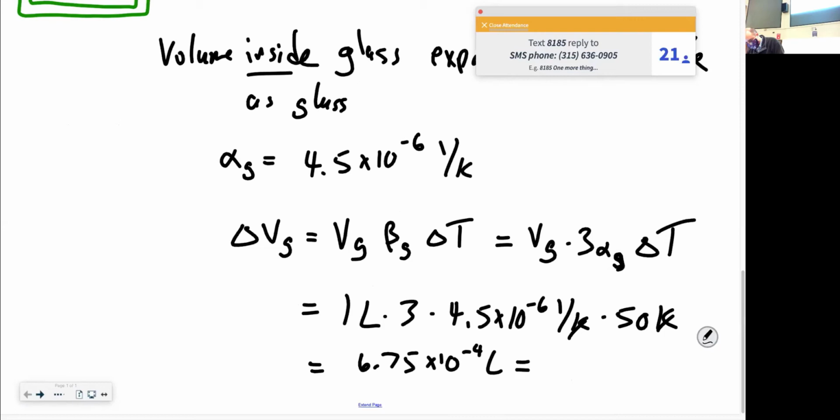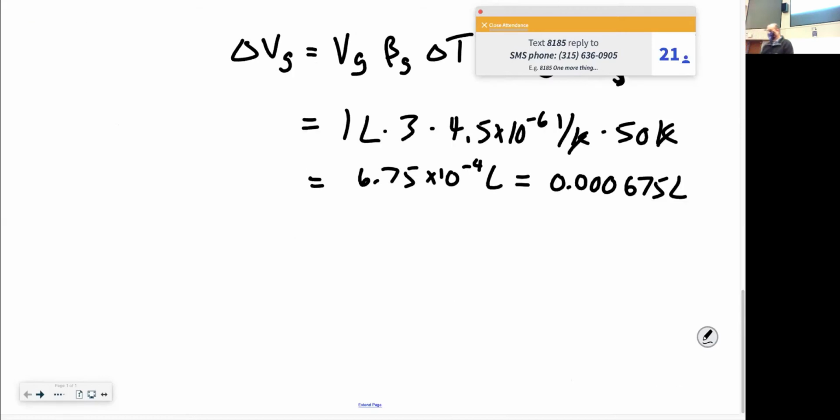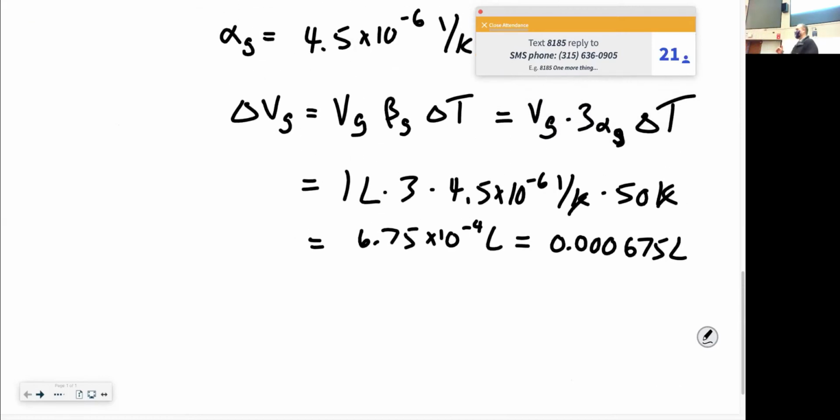Or, if you like, 0.000675 liters. That's delta V, delta volume. That's how much bigger that 1 liter mark now holds. So I could now pour, for instance, 1.000675 liters of a substance and have it fill exactly to the 1 liter mark on my new beaker. Does that make sense? Because the thing has gotten a little bit bigger.